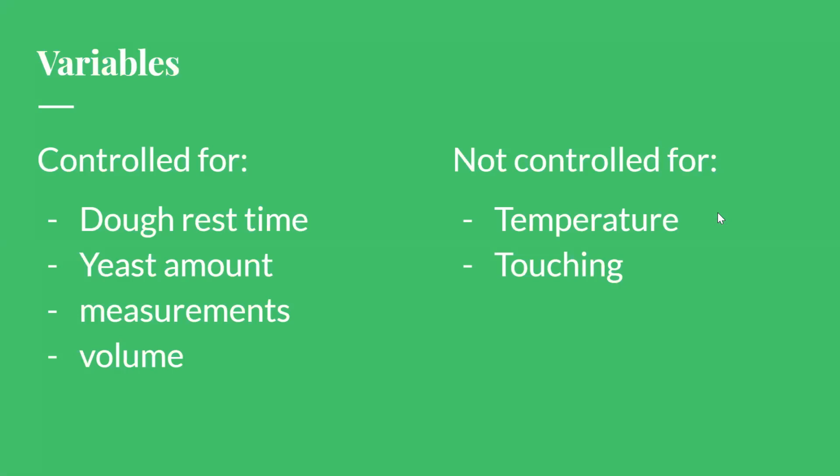Okay, so the variables that we controlled for were the rest time of the dough, which was around 2 hours, the yeast amount, and the measurements, and also the volume. But we didn't control for the temperature or the touching of the bread, which could affect the yeast fermentation.